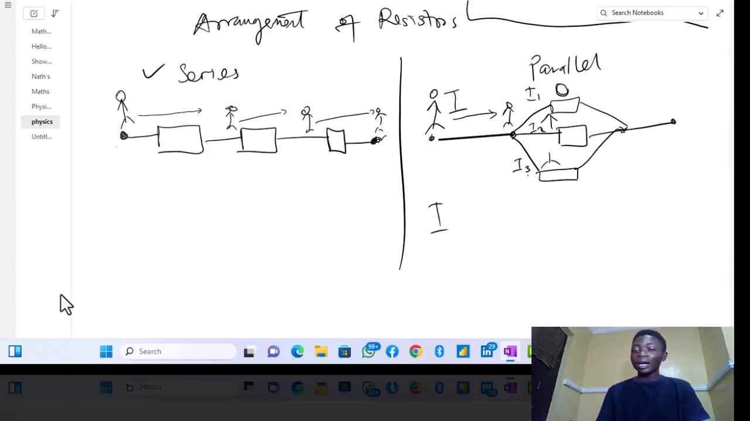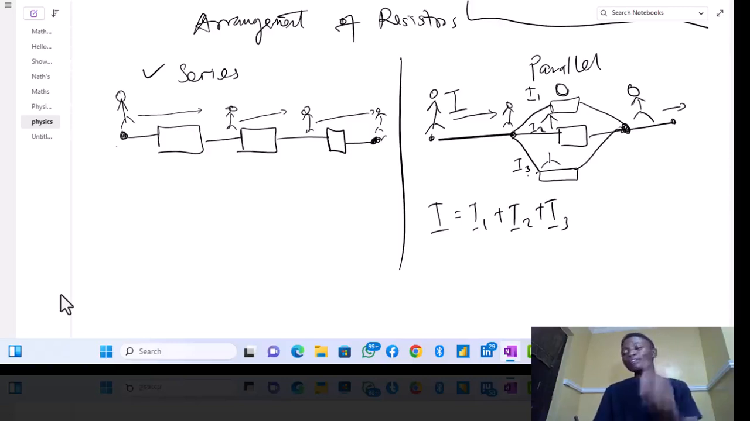So if I say that I is I1 plus I2 plus I3, because it is this stick man that divided itself into these 3. So it cannot pass through these 3 resistors at the same time and then come back at this node. In this node where it divides itself, comes back at this node and joins back together again and then comfortably walks to the end.